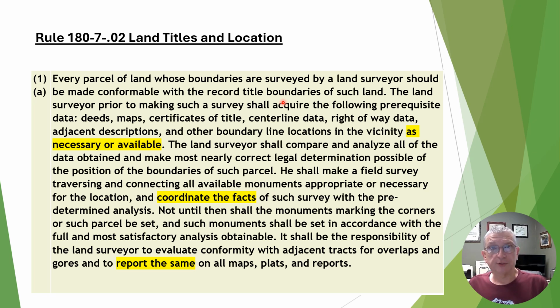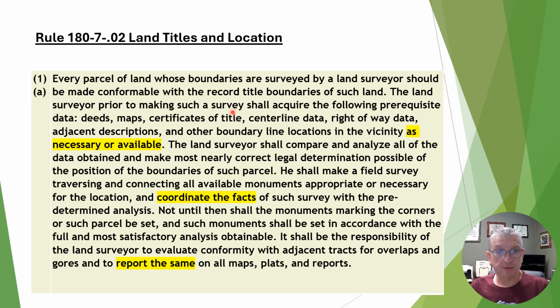So this rule gives us some pretty good instructions. It says the land surveyor, prior to making such a survey, shall acquire the following prerequisite data. Now let's think about what that sentence is saying. Before we start surveying, before we go to the property, we are supposed to acquire the following prerequisite data. Prerequisite means it's required before you get started.